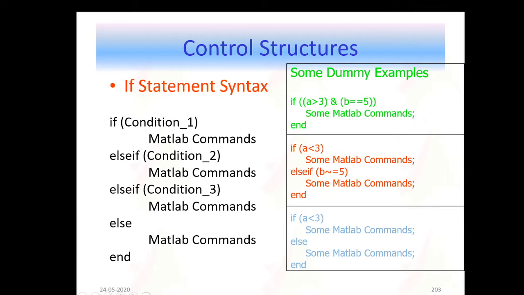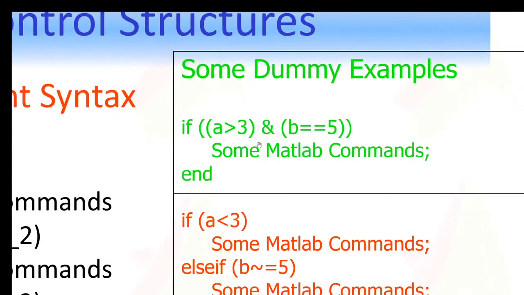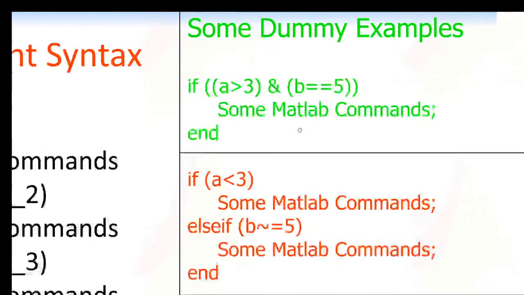I am giving just if and end. I am checking the condition: if a is greater than 3, and, I hope you remember this symbol, this is for the AND operation. In the previous class I told that. And b is equal to 5. If it is a single equal, I am assigning the value 5 to b; this is a logical operation. If the condition is satisfied, these following commands are executed; otherwise the commands are not executed, and it goes ahead with the next instruction.